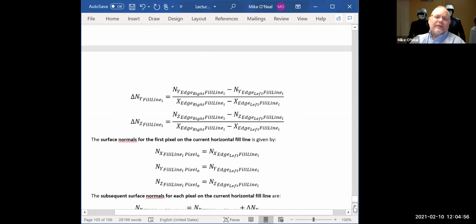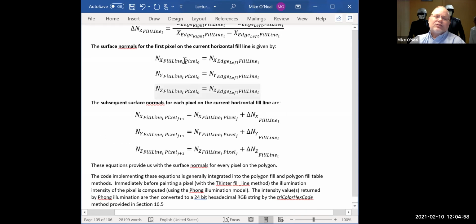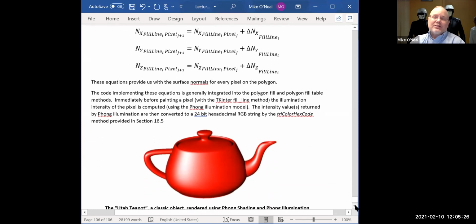That's good. And then how do you get started? Well, whatever the normal is on the left edge for this fill line, that gets me started. How do I get the next one on that fill line? Well, I just take the previous one on that fill line. So I get pixel J plus 1 on fill line I from pixel J on line I, and I add in how much X changed along that fill line, and then how much Y changed along that fill line, and how much Z changed along that fill line. It's exactly what we did for Z's.